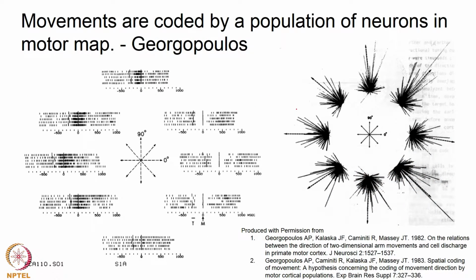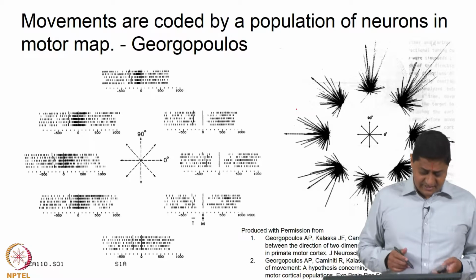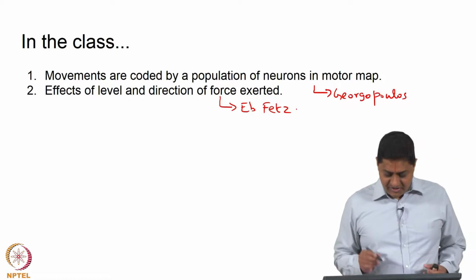So, in the 1980s, Apostolos Georgopoulos and his colleagues did an experiment. Such experiments are still being performed, very popular paradigm. So, let me try and explain the paradigm first. This paradigm is called the center out reaching task. So, what is this? Let me explain.